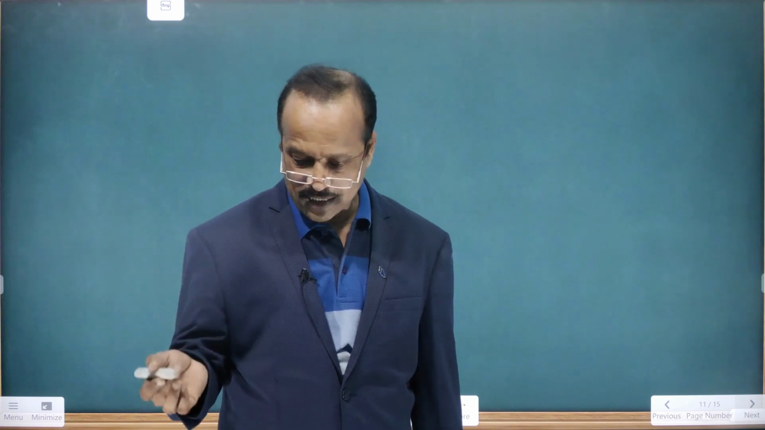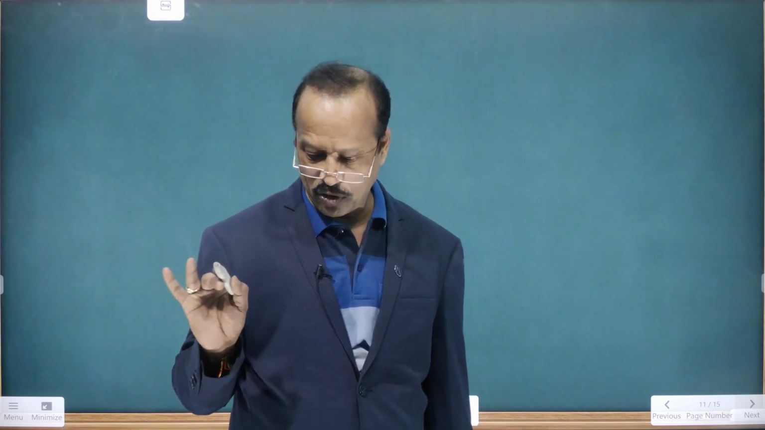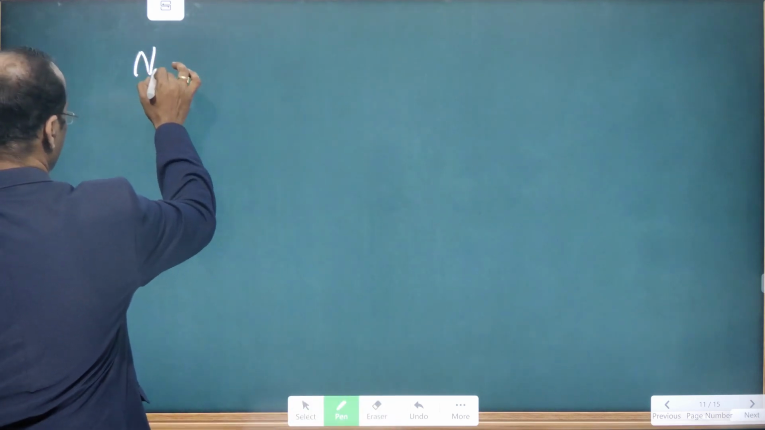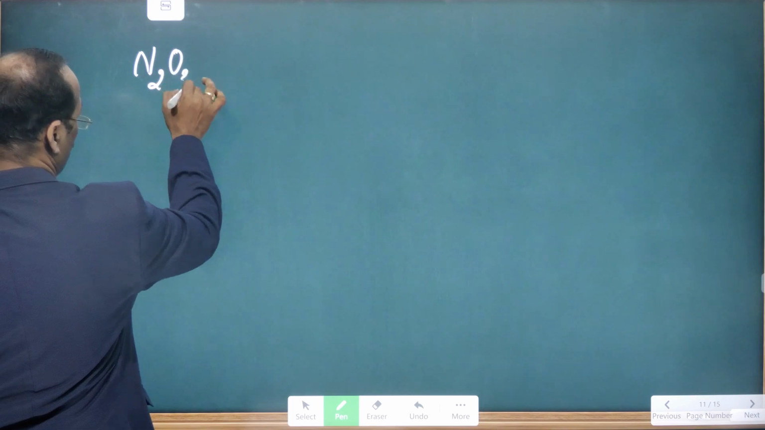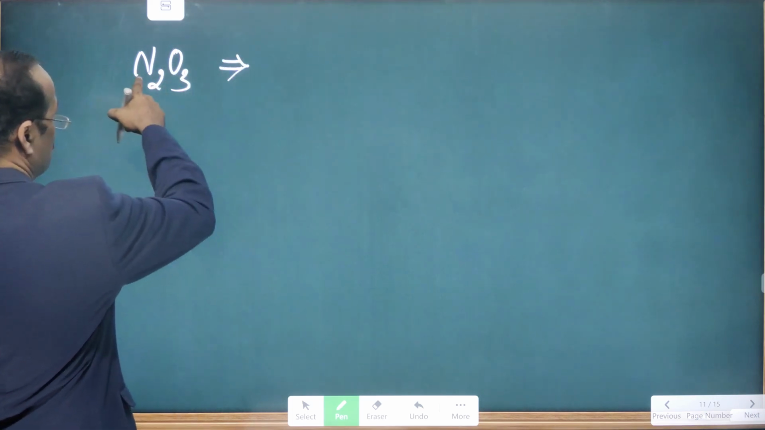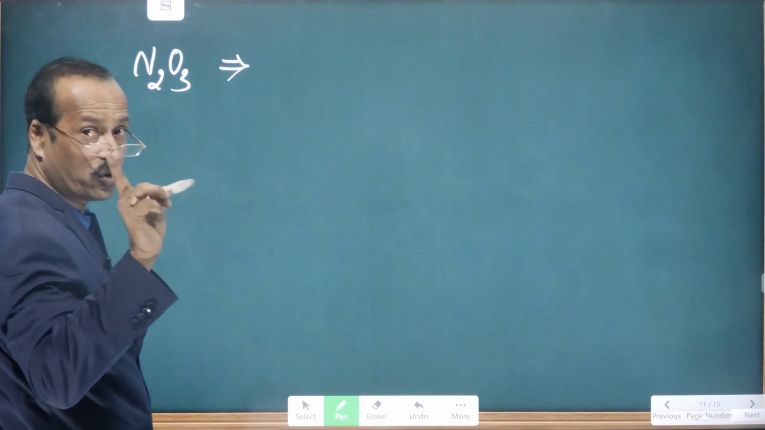Nitrogen sesquioxide, that is N2O3. Shall I explain about that one? N2O3. Here I would like to find the oxidation number of nitrogen in N2O3. Correct? So what is the oxidation number of nitrogen? I don't know the nitrogen, I want to find it.